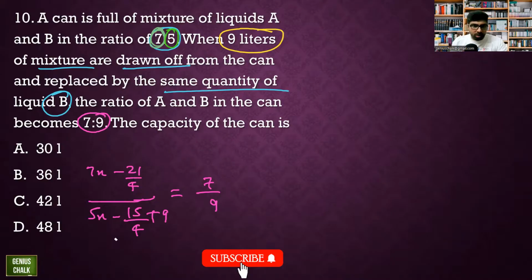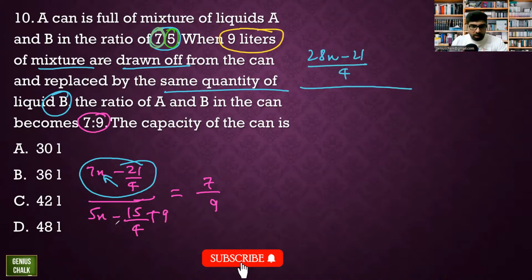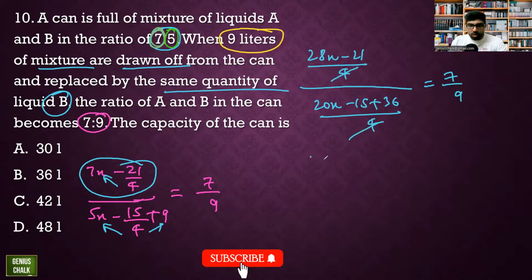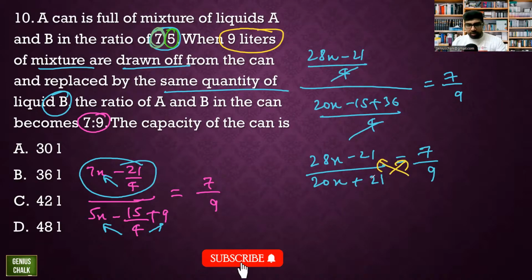That means this is 7x minus 21. So if you take the LCM, it will be like 28x minus 21 by 4 divided by 20x minus 15 plus 36 by 4, and it is 7 by 9. 4 cancel, so you are left with 28x minus 21 over 20x plus 21 is equal to 7 by 9, right? And then further you will find the value of x.